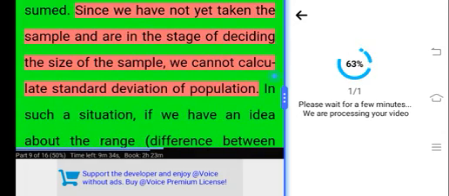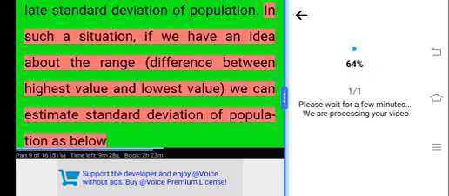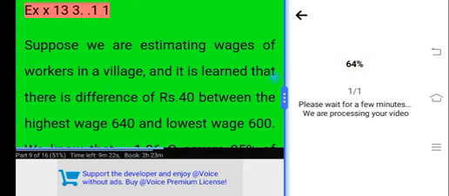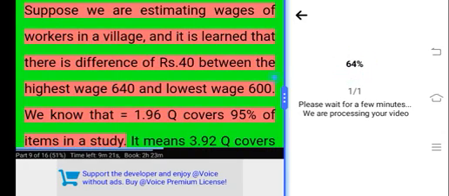So if we have not yet taken the sample and are at the stage of deciding the size of the sample, we cannot calculate the standard deviation of the population. If we have an idea about the range, the difference between the highest value and the lowest value, we can estimate the standard deviation of the population as below. Example 13.3.